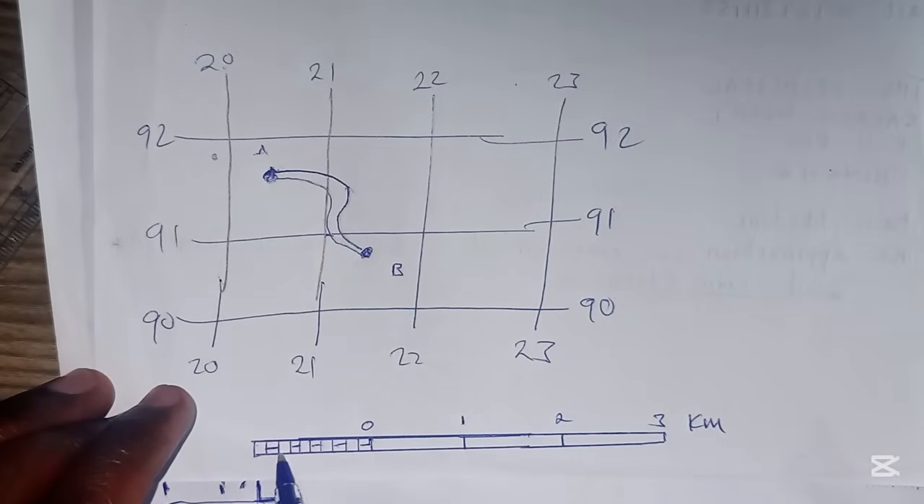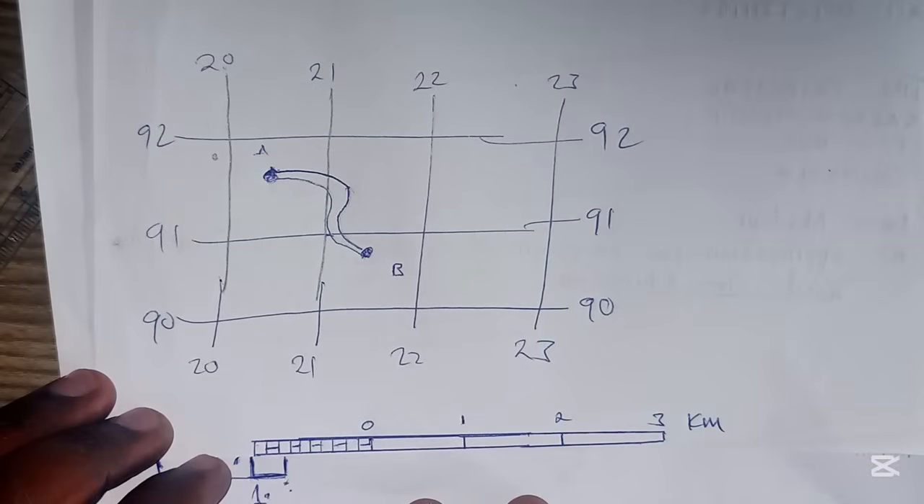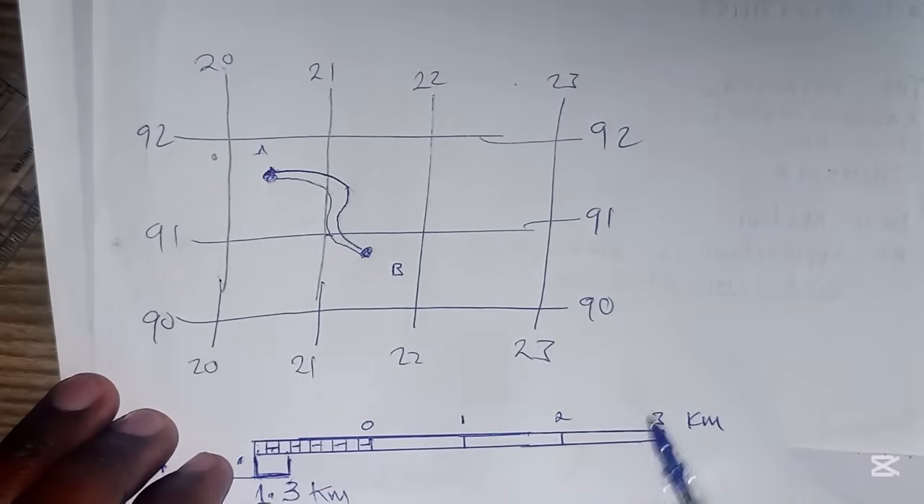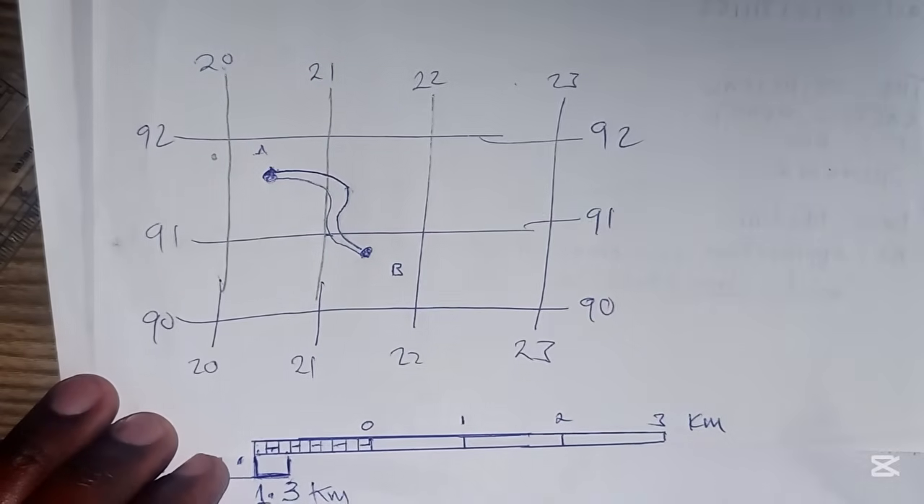So these are smaller divisions of finding distance. So what you do is you're going to put it like that. Then you just count. This is 1, 2, 3. So meaning this is 1.3 kilometers, since our scale is in kilometers. So this is the answer.